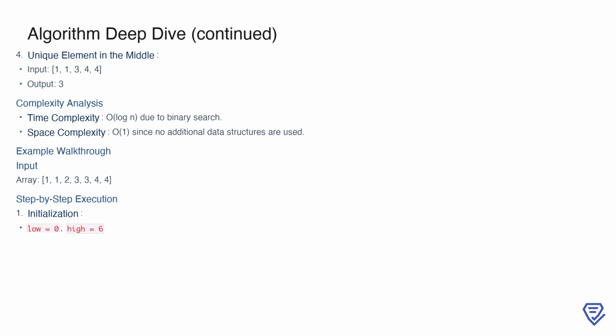Analyzing the complexity, the time complexity is O(log n), due to the halving of the search space in each iteration. The space complexity is O(1), since no additional memory is used beyond the 2 pointers. To better understand, let's walk through an example execution step by step. Consider the array 1, 1, 2, 3, 3, 4, 4, where the unique element is 2. We'll initialize the pointers low and high to 0 and 6, respectively.